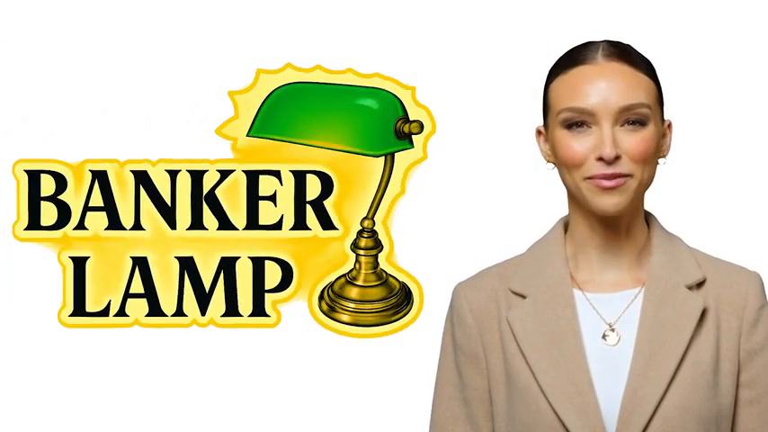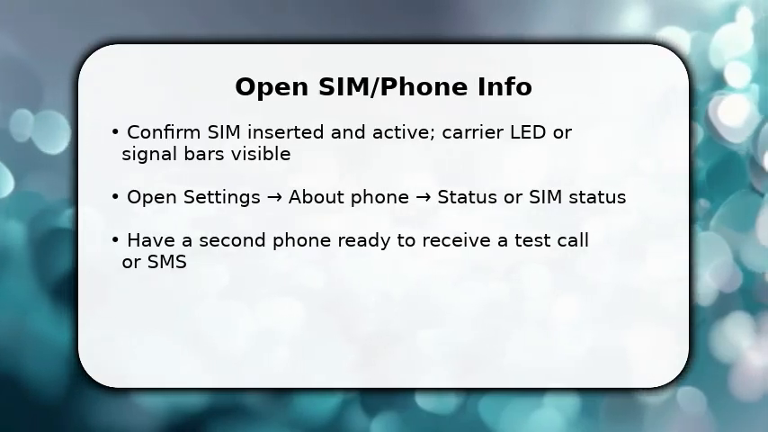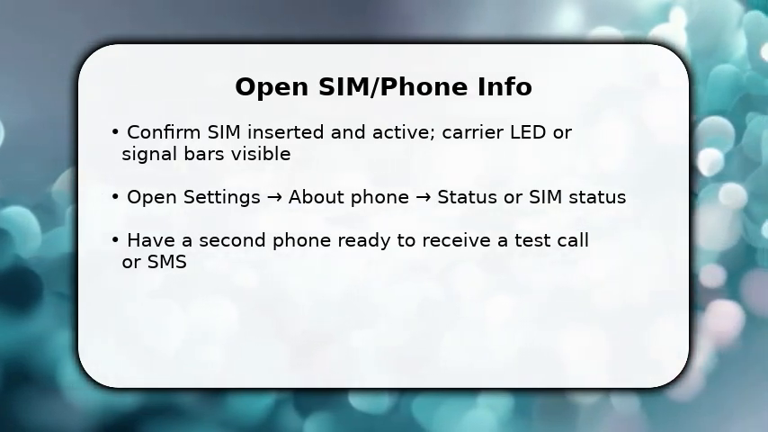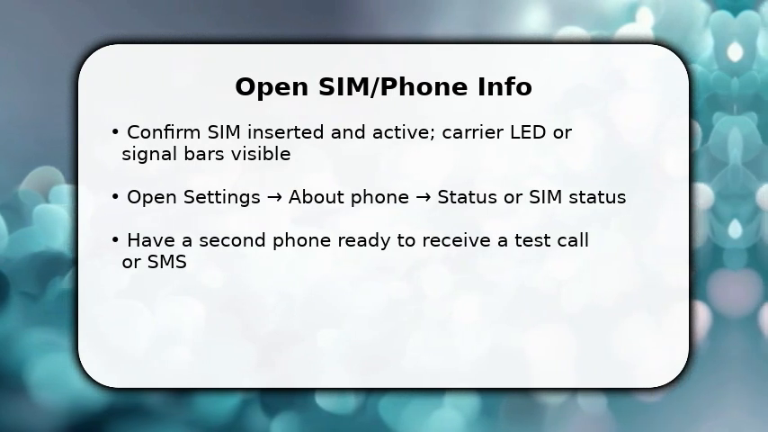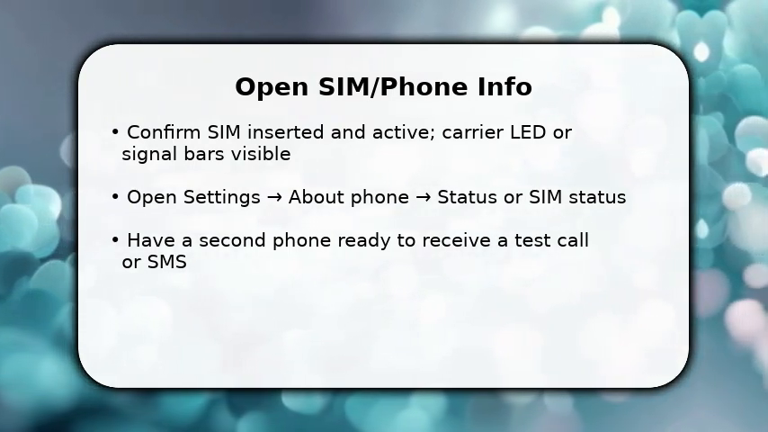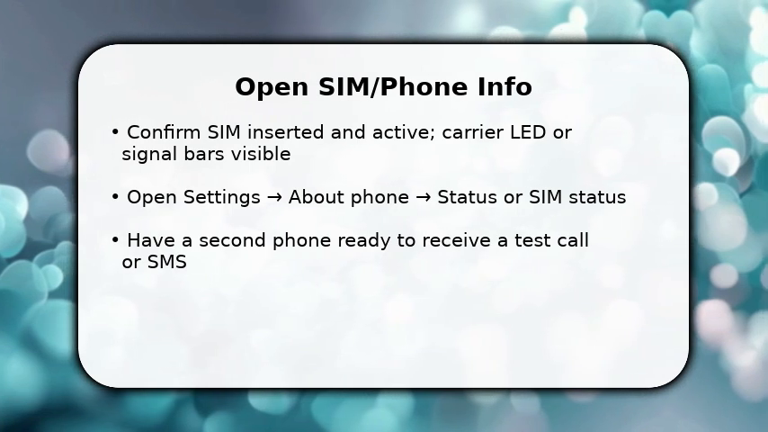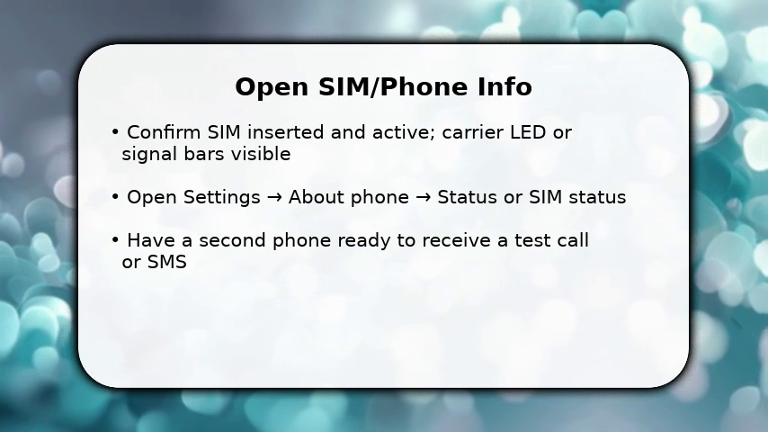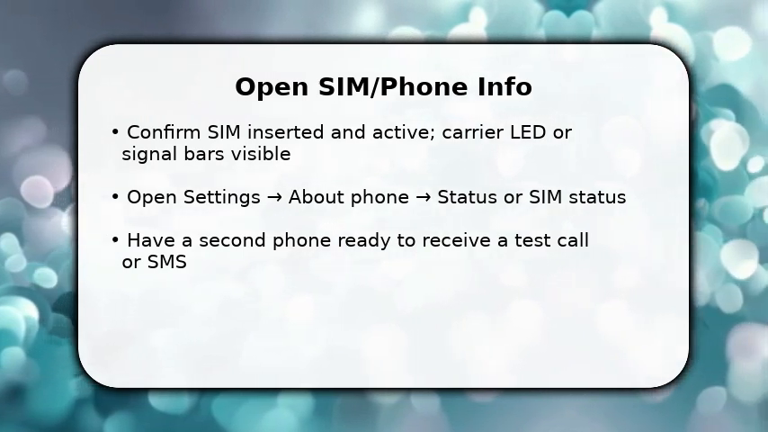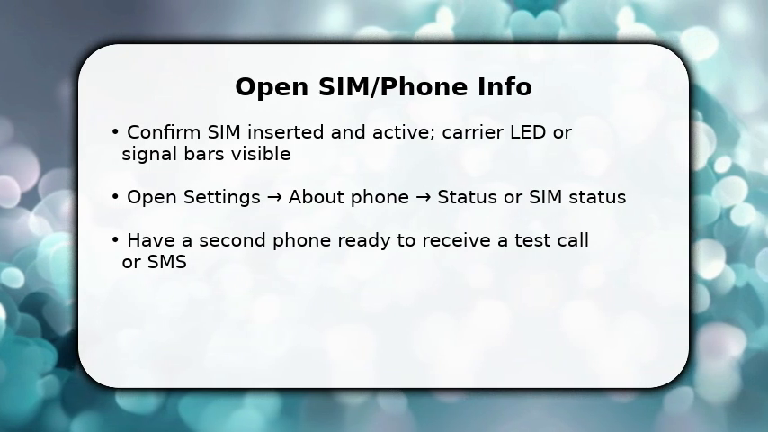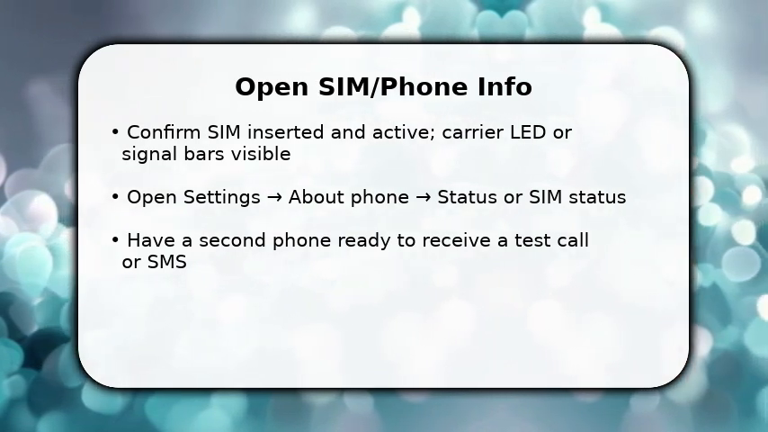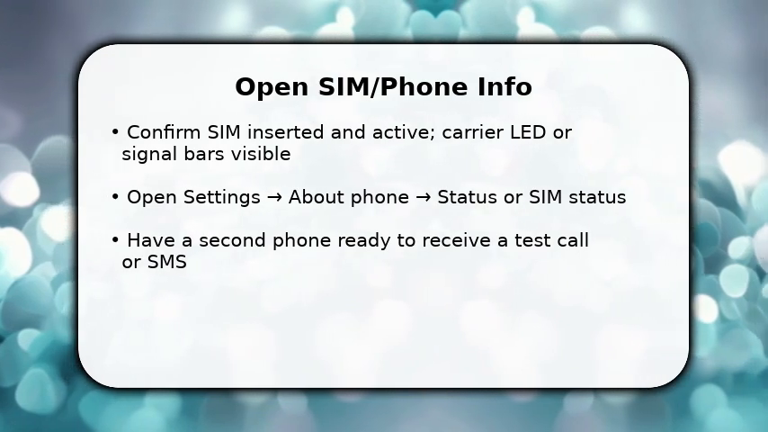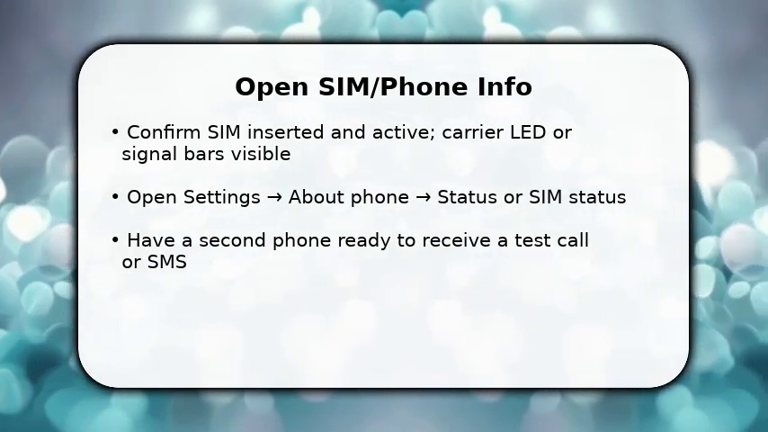Please enjoy the video. You start by verifying the SIM is active and the phone shows signal. This prevents false results. Open Settings, go to About Phone, then Status or SIM Status so you can see the registry fields. Once done, note any displayed number strings. If blank, proceed with a live test. Make sure a second phone is nearby to receive a call or SMS for confirmation. This is the first actionable check that proves the number in use belongs to your SIM.